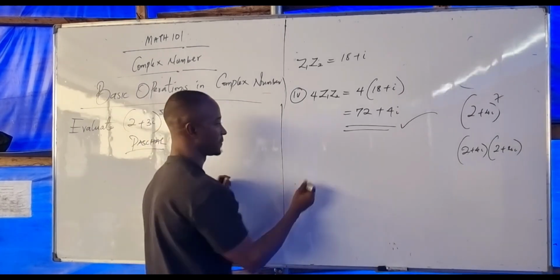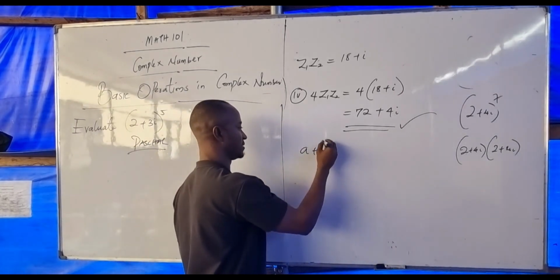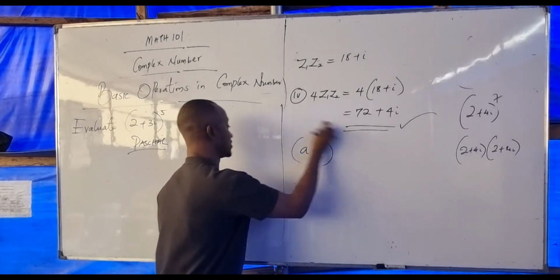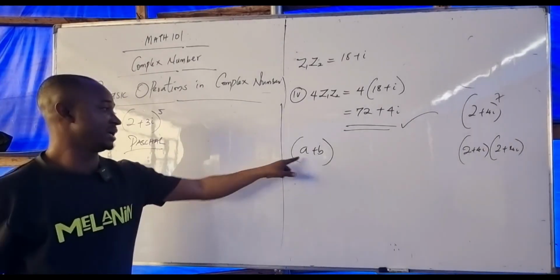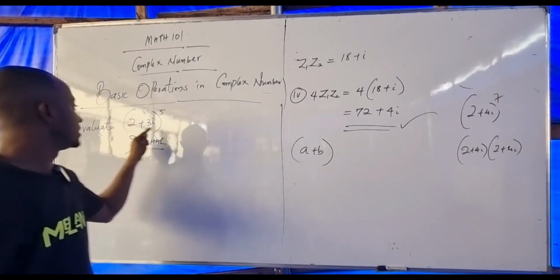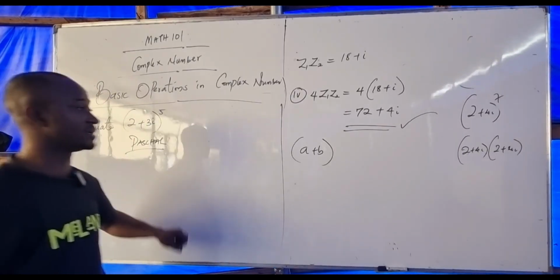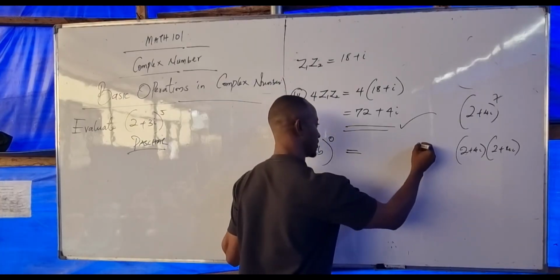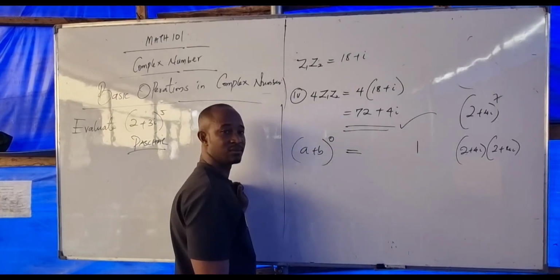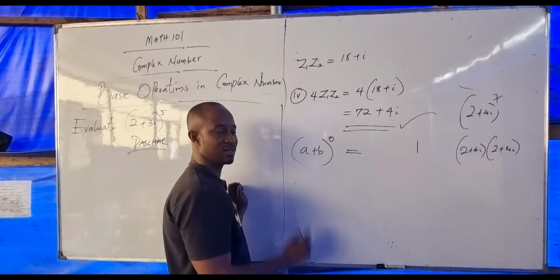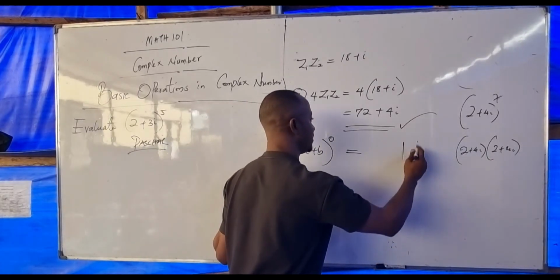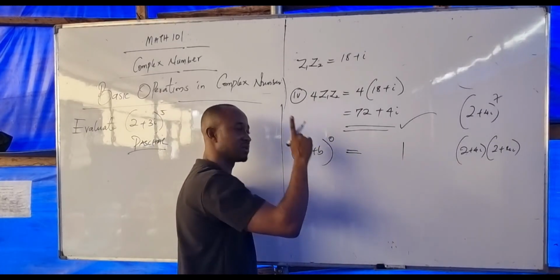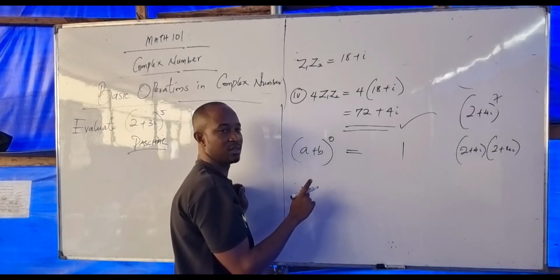Let me show you something. If I have a plus b, how many terms are there here? 2 terms. This is of this kind, is it not? Our a here is 2. What's that b here? 3i. So if I have a plus b raised to power 0, what's the expansion? It is 1. Do you know why it's 1? Anything raised to power 0 is 1. Are you getting it now? That means the coefficient of a plus b raised to power 0 is 1.